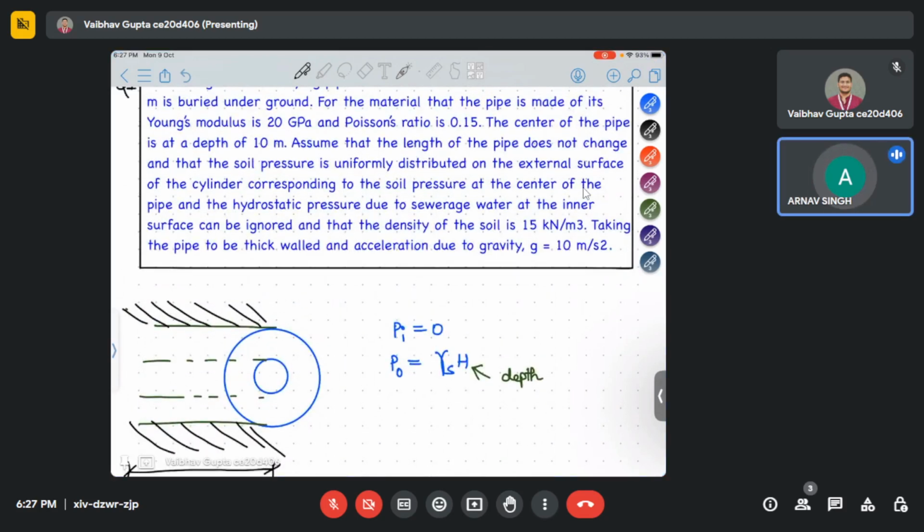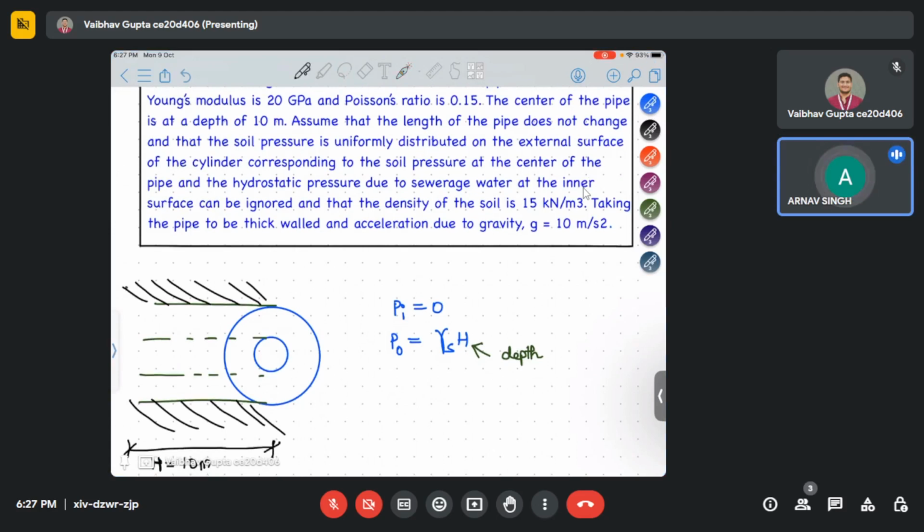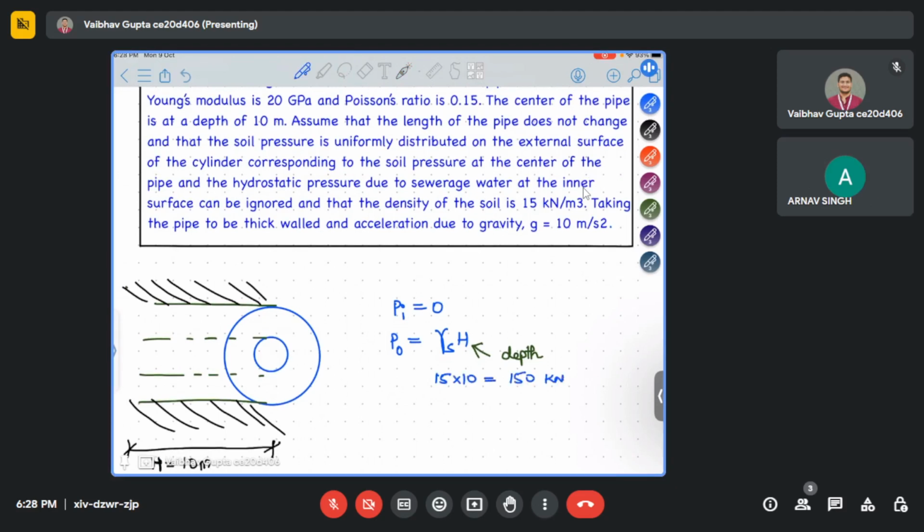Density 15 kilonewton. So what is the pressure? Gamma into H, gamma 15 into 10, which is equal to 150 kilonewton per meter square. This is the pressure, P naught. Understood?